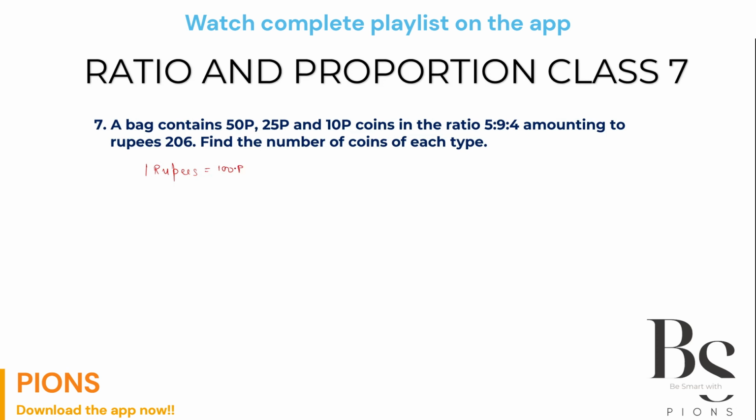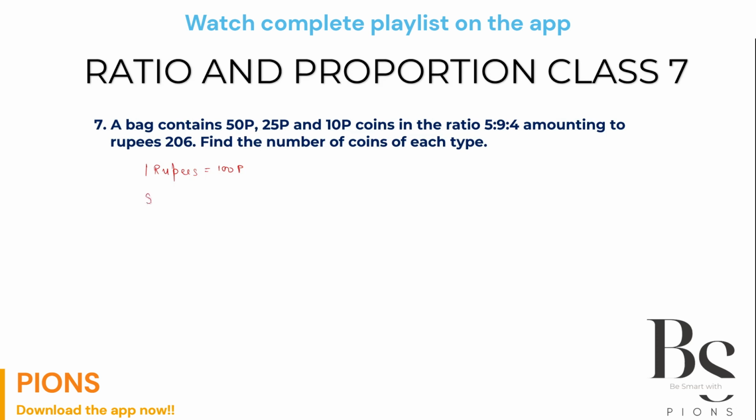100 paise. So 50 paise is how much part of a rupee? That you have to find. 25 paise is how much part of a rupee, that you have to find, and 10 paise is how much part of a rupee, because they will contribute to make 206 rupees. So be very careful in each and every step here, because that will be very crucial. First we have to convert all of them into rupees before we start solving this problem. Why? Because the final answer should be in rupees. If this was 206 paise, you would ignore this initial part. But here, since it is in rupees, first let's convert.